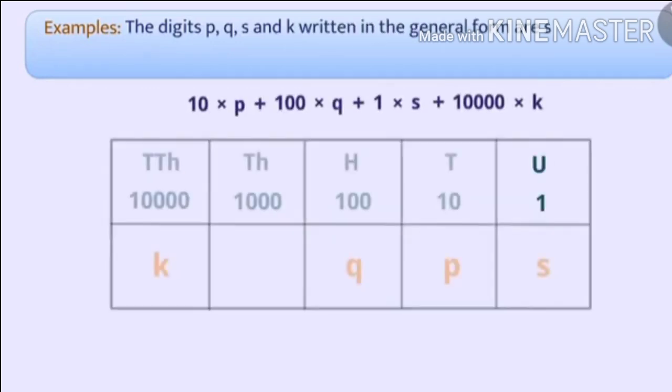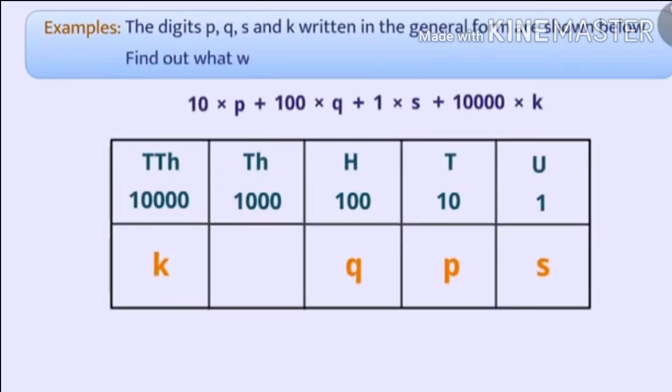Example 3. The digits P, Q, S, and K written in the general form are shown below. Find out what will be the usual form of this number. Stop the video and try first.